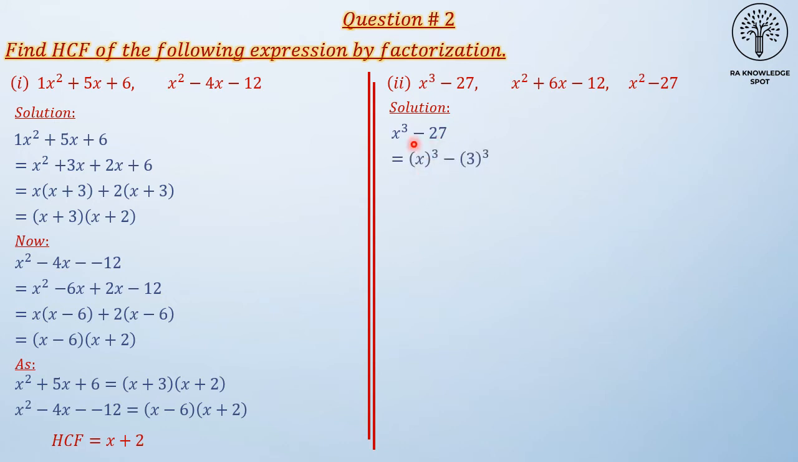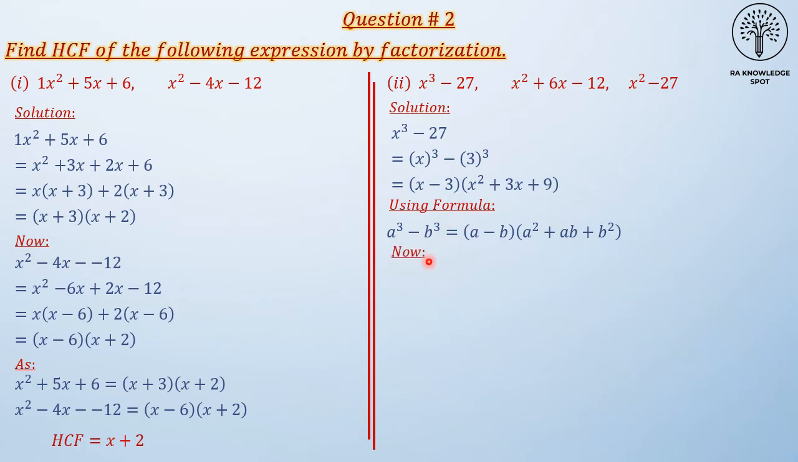Then you can write it like x cube minus 3 cube, and this is a cube minus b cube, and you already have done this thing in chapter number 5 in detail and also in chapter number 4. I'm going to apply the formula, that is x minus 3, x square plus 3x plus 9. According to this formula I just solved this question.